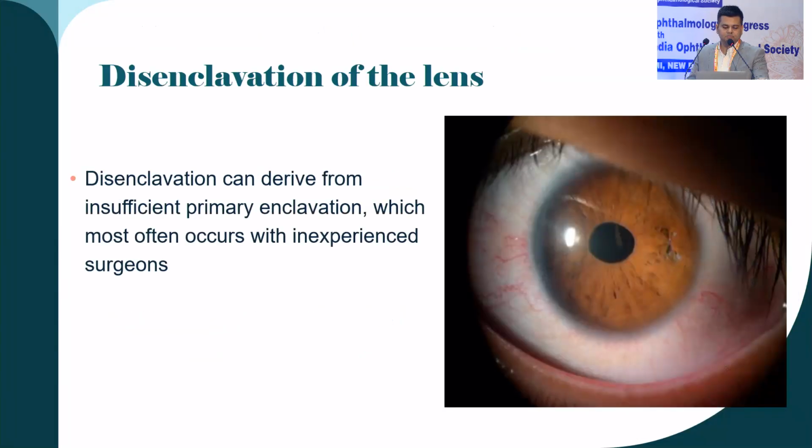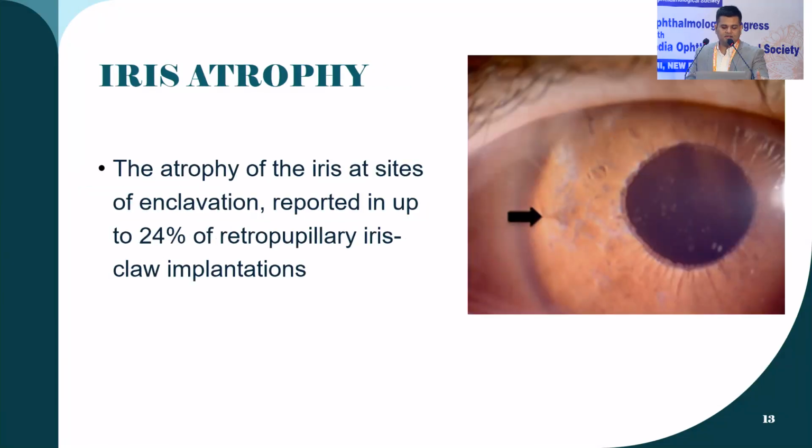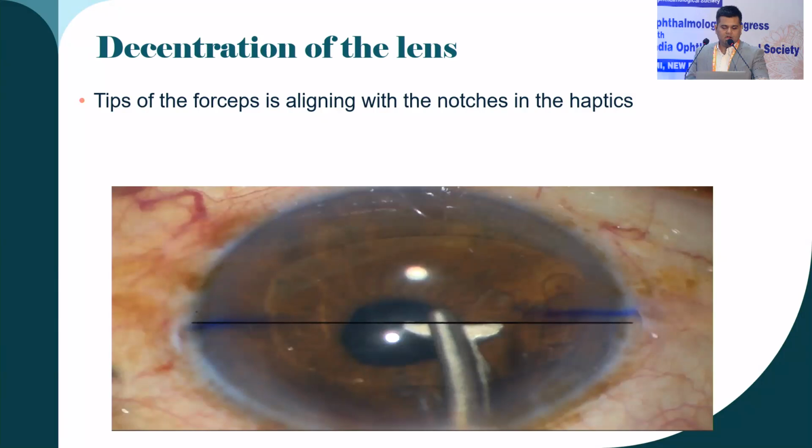Disenclavation of the lens can occur. Disenclavation can derive from insufficient primary enclavation, which often occurs with inexperienced surgeons. Iris atrophy, though rare, is reported in around 24% of retropupillary iris claw lens implantations. Another complication we can avoid is decentration of the lens.